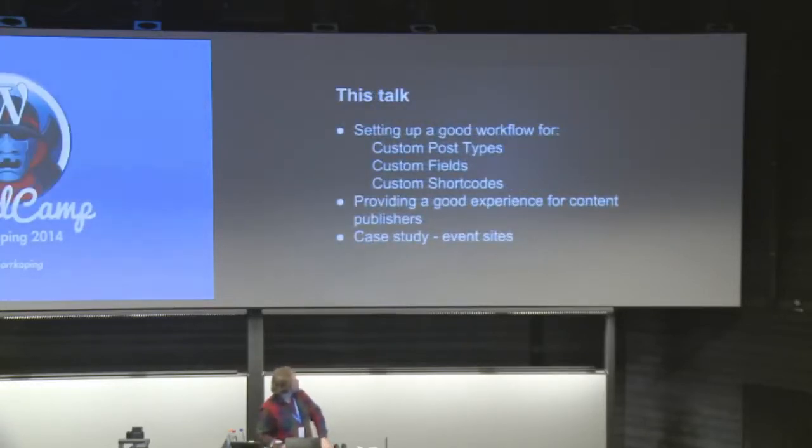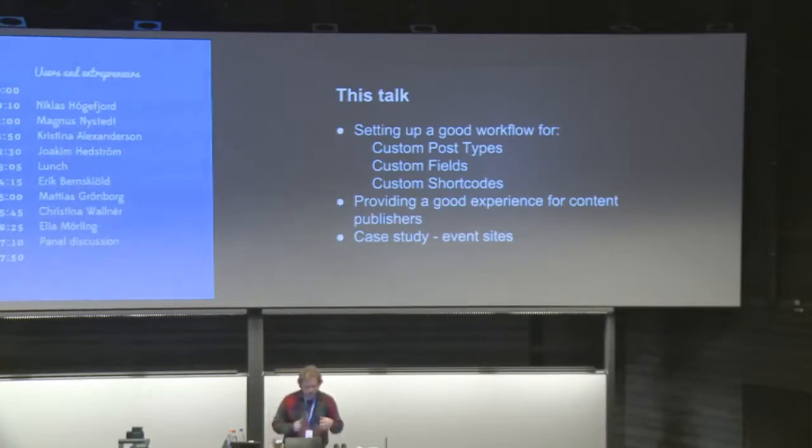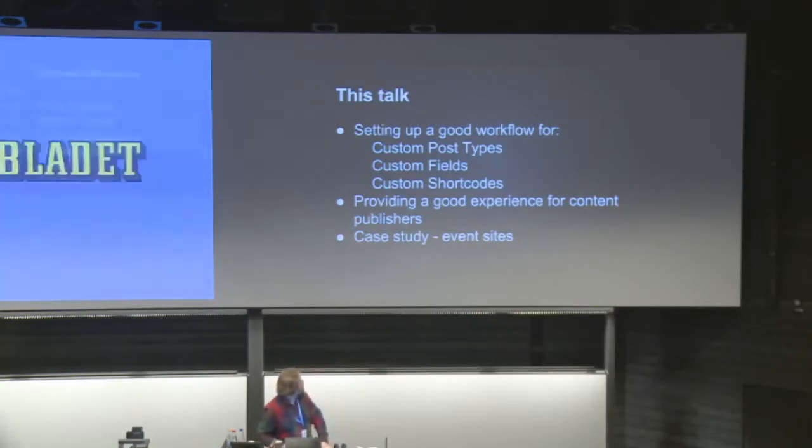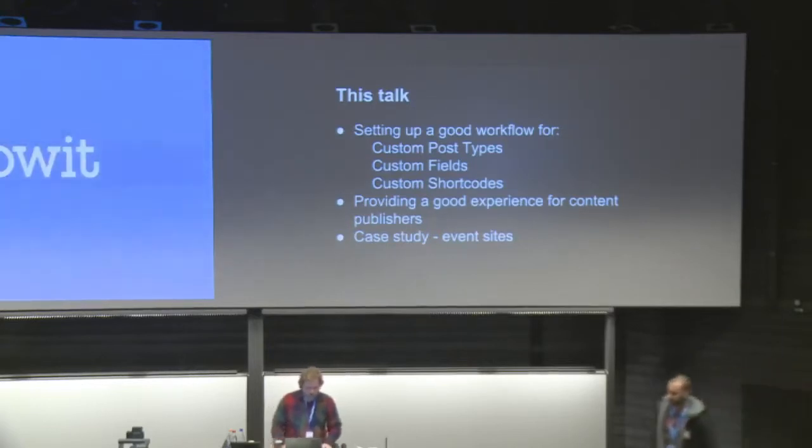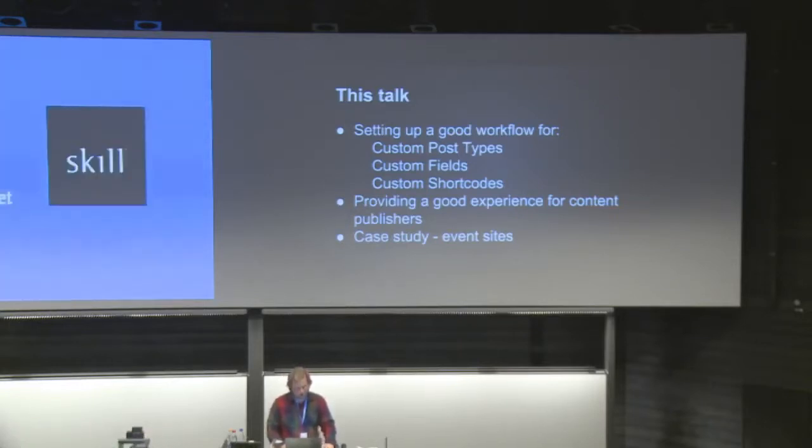So what we're going to look at in this talk is we're going to try to find a good workflow for working with custom post types, for working with custom fields, and for working with any custom shortcodes that we build. And then we're also going to take a look at how we can provide a good experience for content publishers, I mean the people who are actually going to be using your site. And at the end we're going to have a little case study where we're going to look at some new sites that we built at IDG that are event sites, basically.